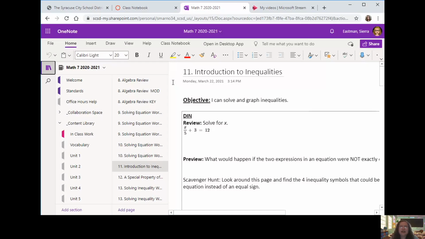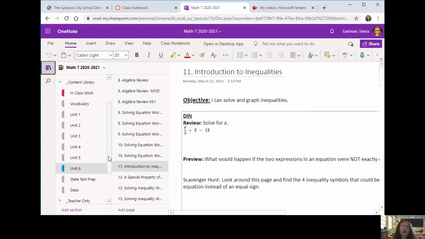Good morning, everyone. Today is Monday, April 12th, and we're going to be working on Unit 6, page 11.